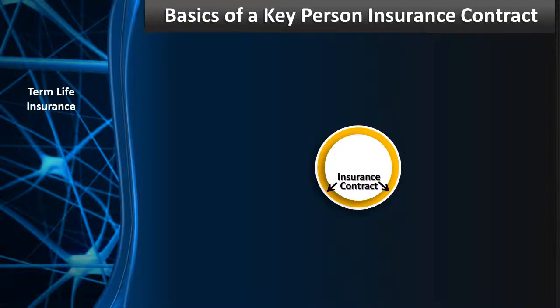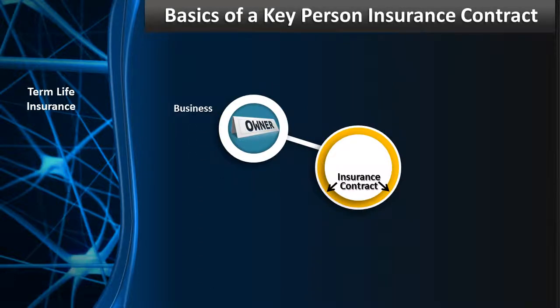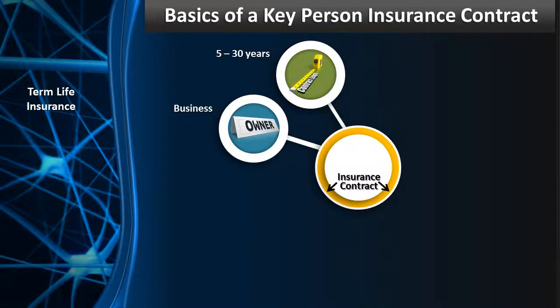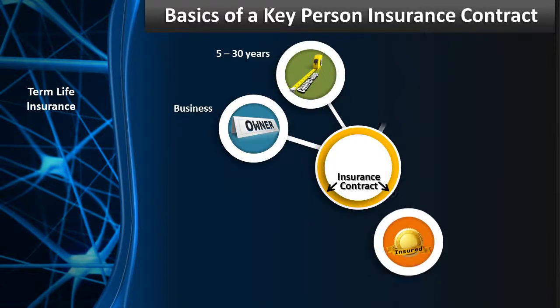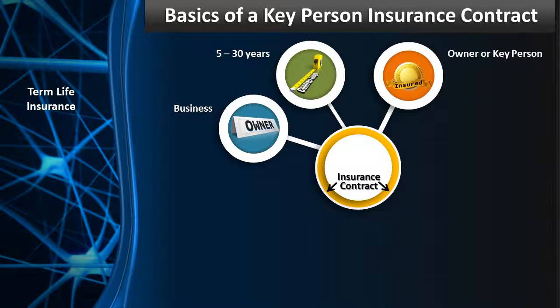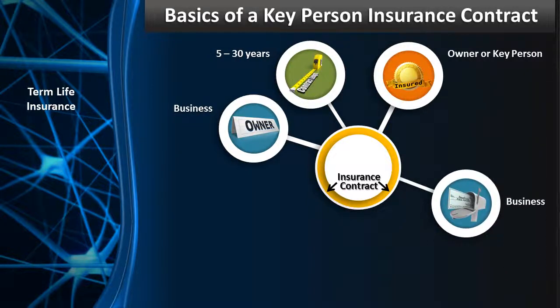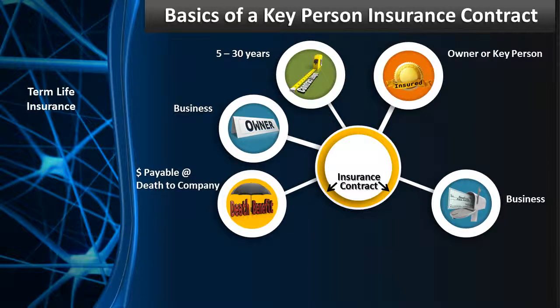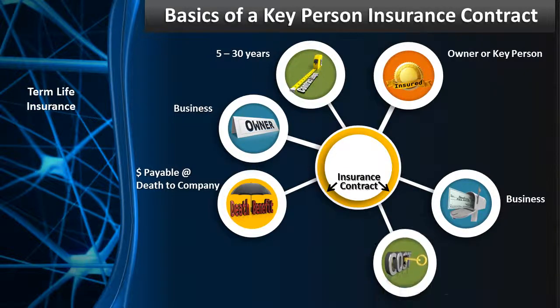Now, there are lots of different moving parts to any life insurance contract. The most important ones are the owner, in this case, the business. The term, or the length of the contract, happens to be anywhere between 5 and 30 years generally. On the life of the insured, which happens to be the owner or the key person, never a business, so that in the event the insured should die, the beneficiary, which in this case would be the business, is going to receive a cash payout, also referred to as the death benefit or the face value.